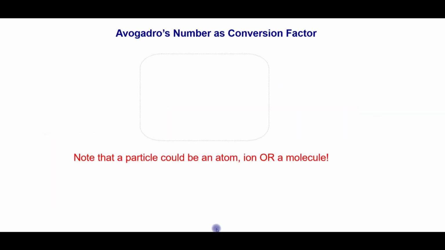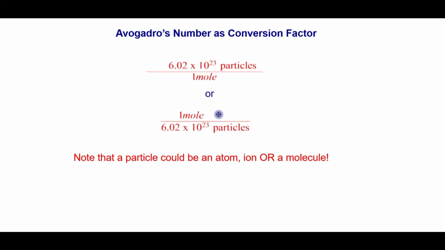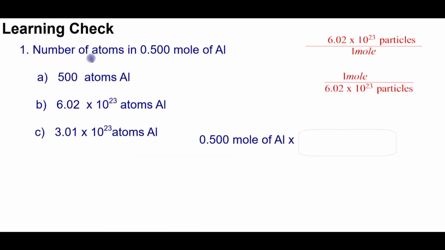We're going to use Avogadro's number as a conversion factor. I've written it in a very general form. So I have 6.02 times 10 to the 23rd particles over 1 mole, or 1 mole over 6.02 times 10 to the 23rd particles. When I use this, I'm going to substitute something in for particles. Could be an atom, an ion, or a molecule. Let's give this learning check a try.